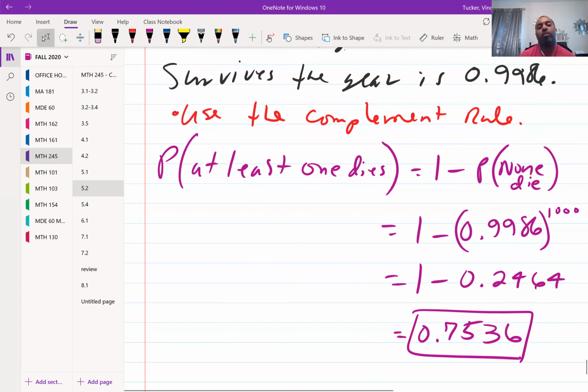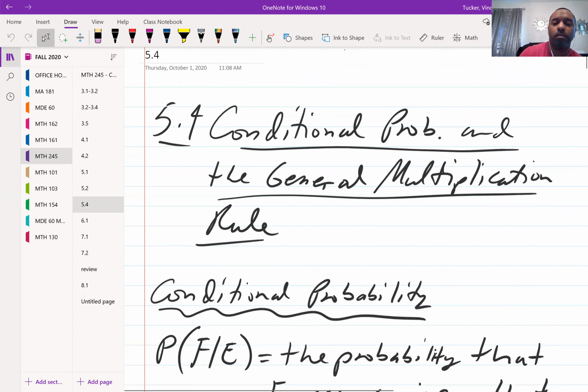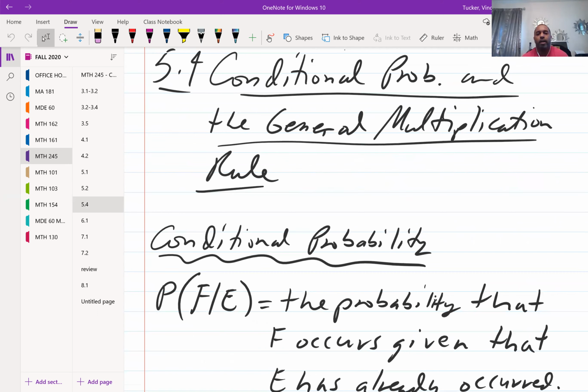All right. Questions on that? That's it for 5.3. Any questions on that before we get into 5.4? All right, so 5.4, conditional probability and the general multiplication rule.